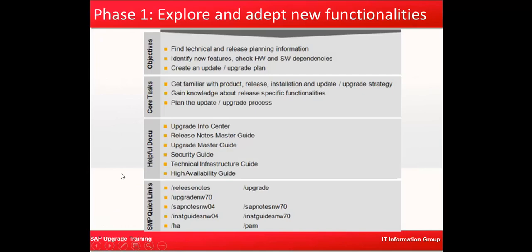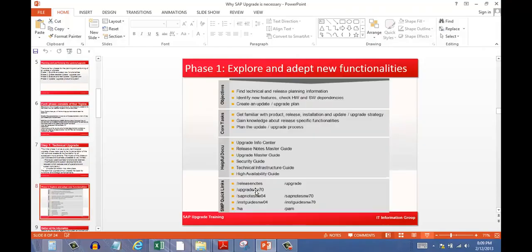Okay, so explore and adapt new functionalities. What happens in this is basically we get into the system, we get into the SAP marketplace, we see what is available with the new upgrade. We go to this particular link called /upgrade, and that will give the information about, when we are trying to upgrade, what tools are available, what process is available, how we can apply them and what it takes to apply them.